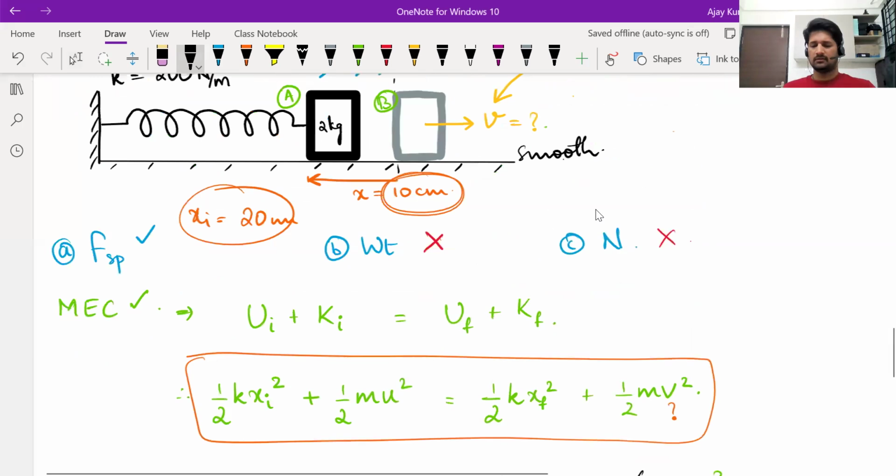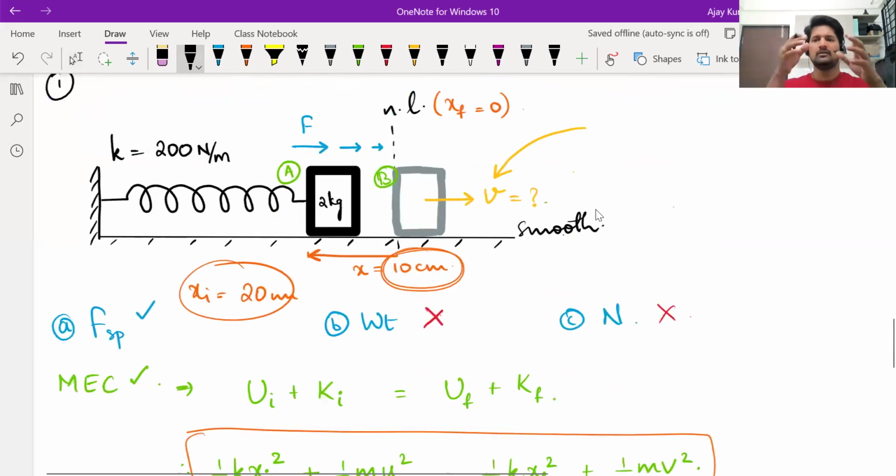I'm telling this to everyone. Basically, the arrangement of the system is changing. Some parts are moving there. The way they are moving is changing. The speed of the block is changing. So in such situations, you will check if mechanical energy conservation is applicable. And if the conditions are satisfied, you can apply.